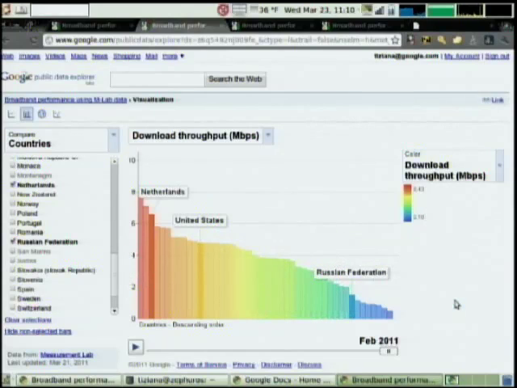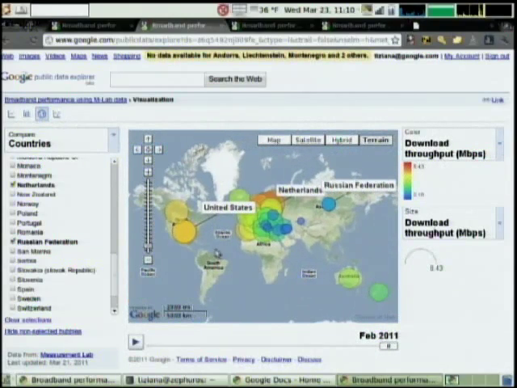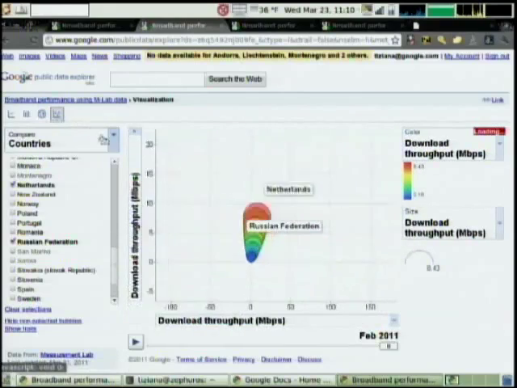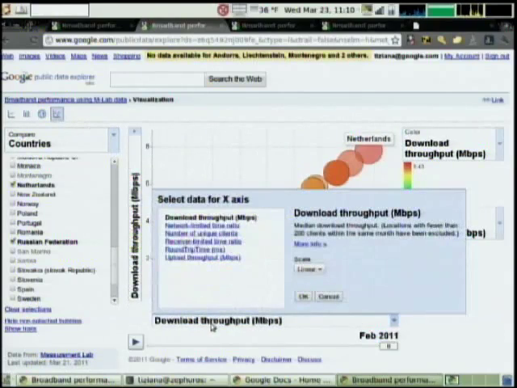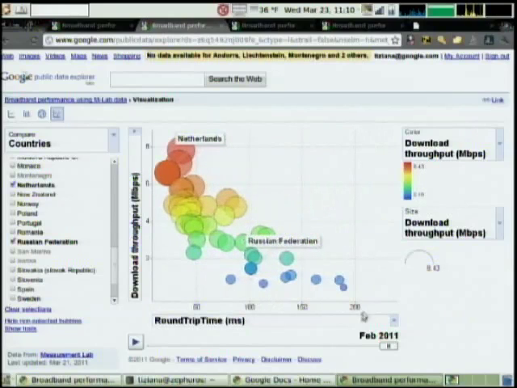Now let's do one more thing, because I know that I should be finishing here quickly. Could we go to Europe for just a minute? And let's plot the download speeds that people are getting versus the round-trip times that they're experiencing. What's the throughput latency that characterizes the European environment?